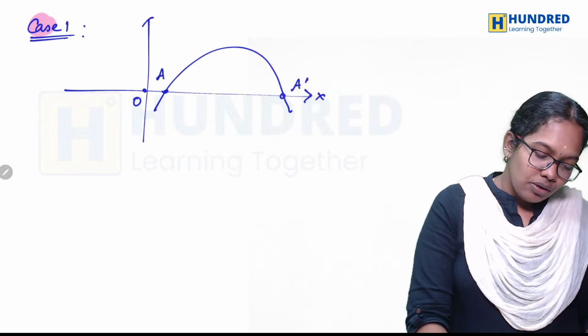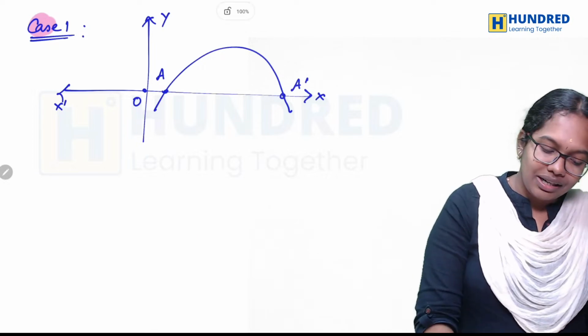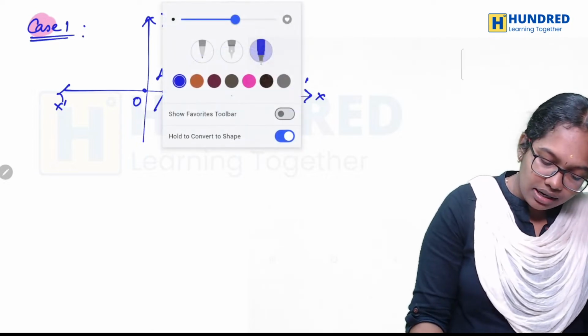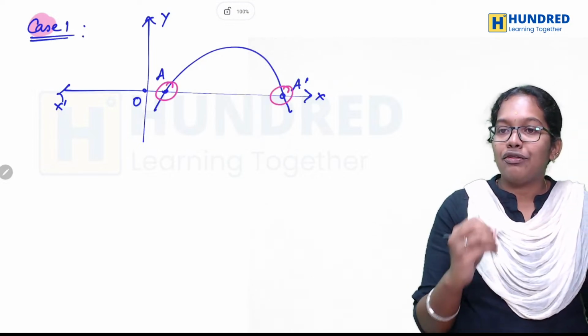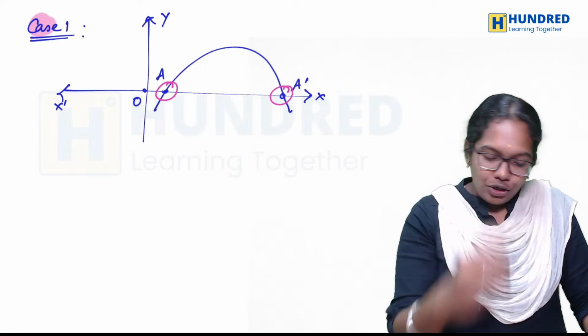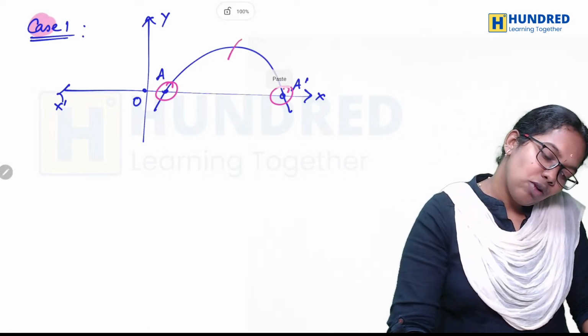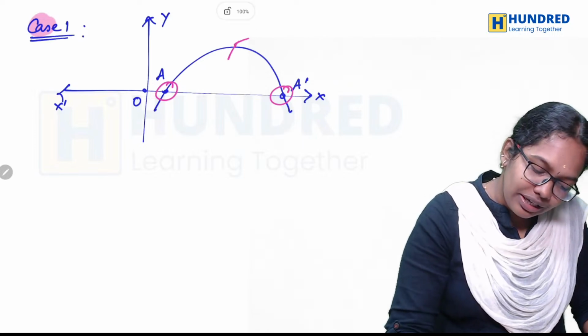Okay, so if the curve meets the x-axis at 2 points, if it is meeting the x-axis at 2 points, then you will have the curve. This is made out of what? This curve is made out of some f of x, right?